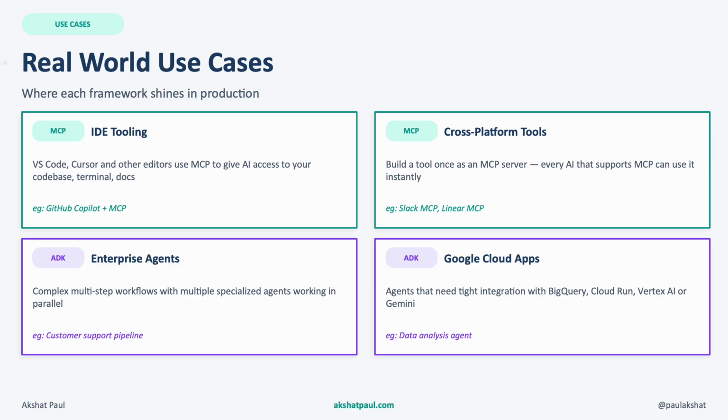Top right, MCP for cross platform tools. If you're a company building a developer tool and you want every AI to be able to use it, build an MCP server. Slack has one, Linear has one, Notion has one. One server, every AI client benefits.